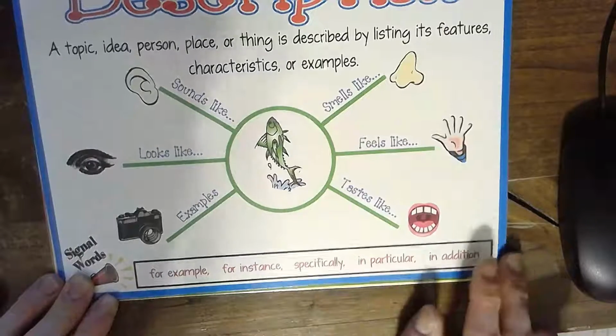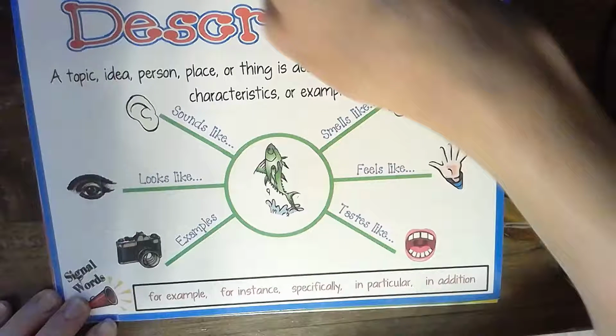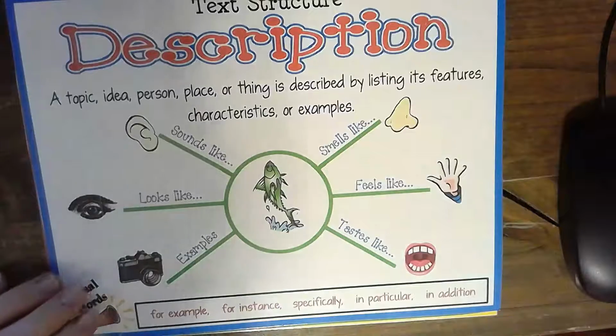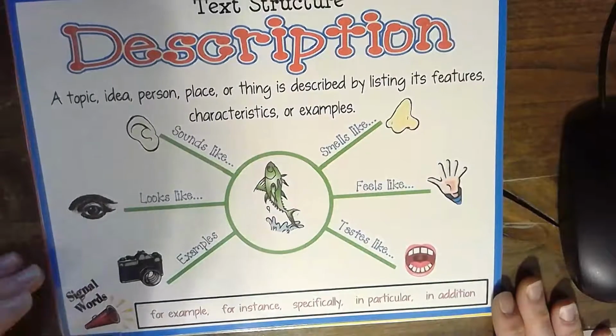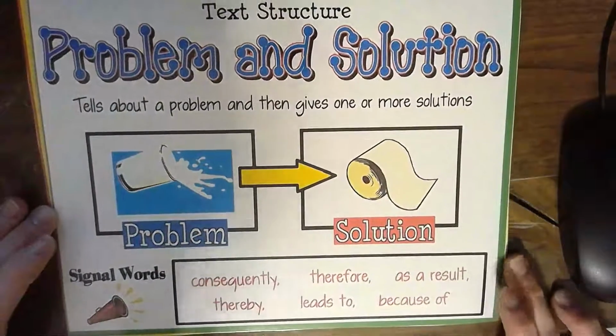Some signal words we might have or see would be for example, for instance, specifically, in particular, or in addition. So when I'm having the text structure description, it's describing what we see by listing features, characteristics, or giving examples.